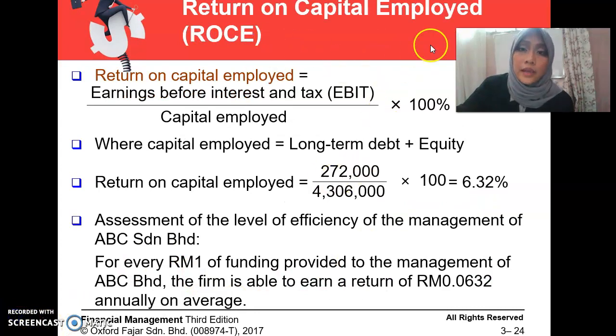Okay, return on capital employed, or ROCE. The formula is earning before interest and tax over capital employed times 100. Capital employed is basically equal to long-term debt plus equity. So for return on capital employed, you will get 6.32%. This is an assessment of the level of efficiency of management of ABC Sdn Bhd. You can evaluate that for every RM of funding provided by the management of ABC, the firm is able to earn a return of 0.063 annually on average.